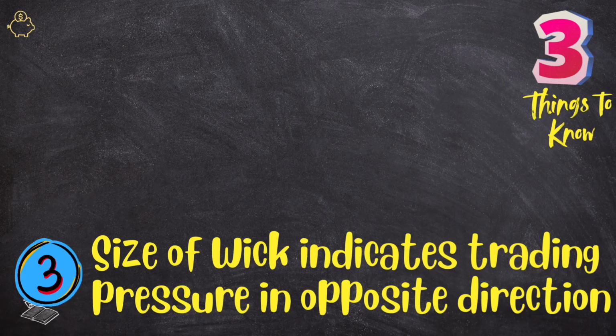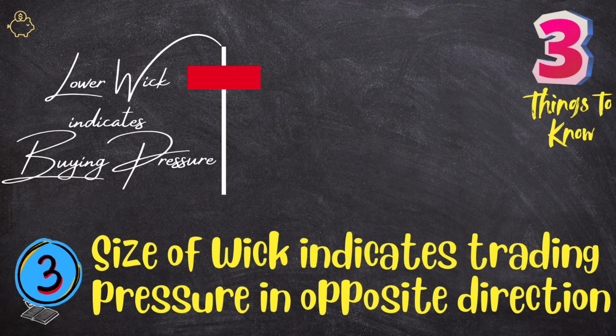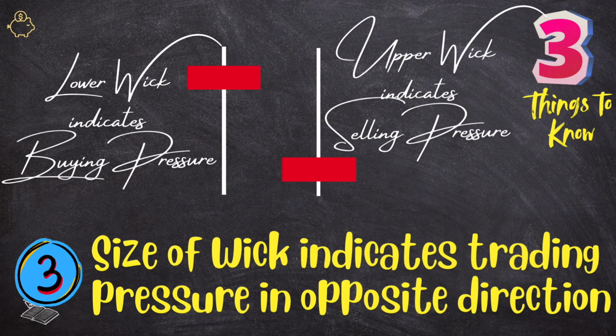The size of the wick indicates trading pressure in the opposite direction. So when we see a long bottom wick, we should know that there is buying pressure developing, and similarly, when we see a strong upper wick, we should know that there is strong selling pressure in the market.